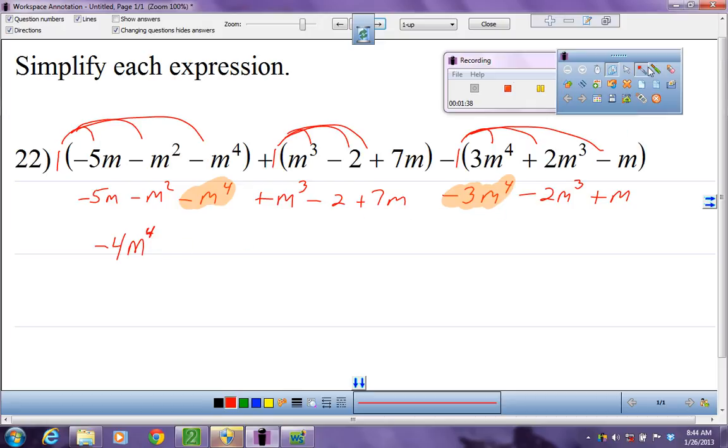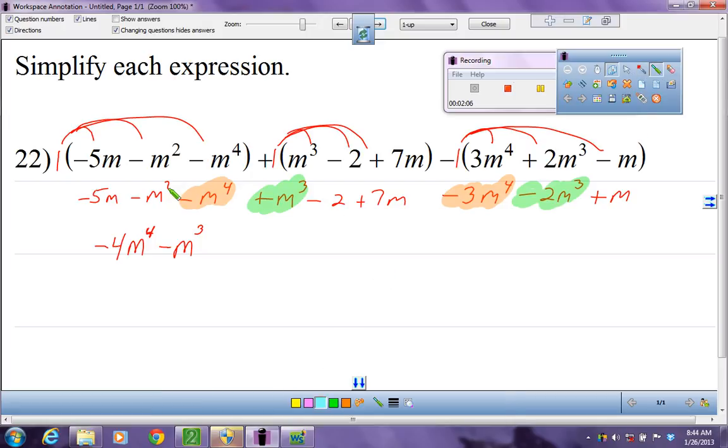Then you look again, after the 4 comes the 3, right? So I'm going to bring 3's here. There's one right there. There's another one right there. The third power, that means the degree is 3. So I have a positive 1 and a negative 2. If you add or subtract those, that ends up being negative 1. So I just put minus m to the third power. So down the line we go.